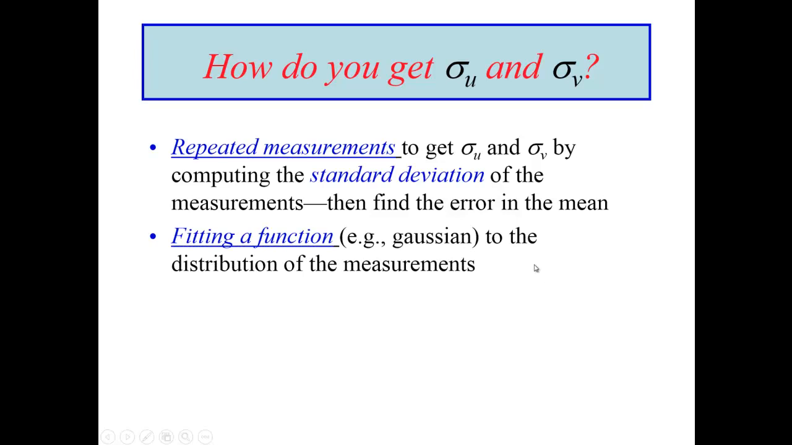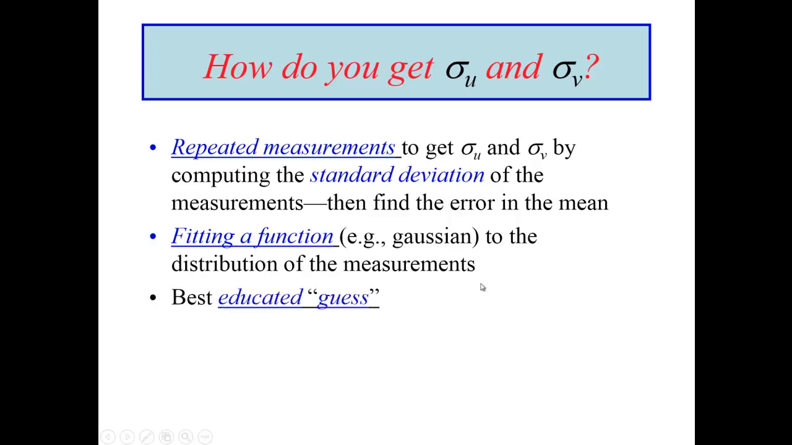Another way would be to take our distribution of the measurements for u and v and fit some kind of a distribution function to those individual measurements and extract the best value of sigma u or sigma v from the results of that fit. If the number of measurements is large, then this result should be the same as what we get by simply calculating the standard deviation. But in some cases, especially if we know that the distribution function is not a Gaussian function, then this might give us slightly different results.